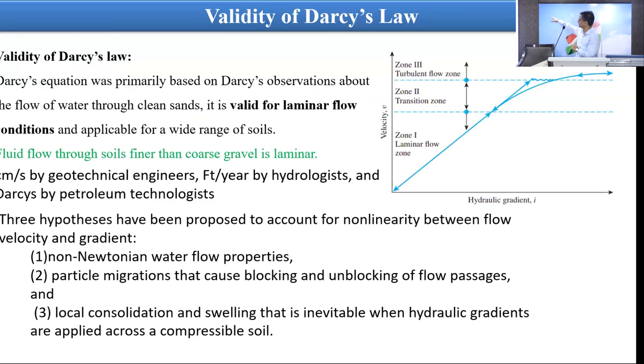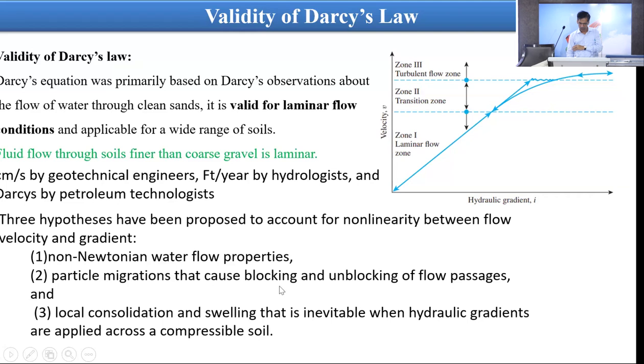So this is how we say that up to this zone it is laminar flow, where Darcy's law is valid. Darcy's law is valid up to this point. Then there is a transition, up to this point we can take it, but after that it will not be valid. It will also not be valid for non-Newtonian water flow. I am not going into the complexity; it depends upon the viscosity and flow. So that is Newtonian and non-Newtonian flow.